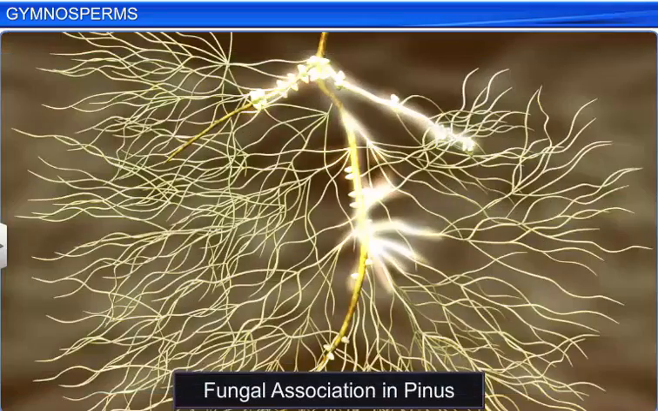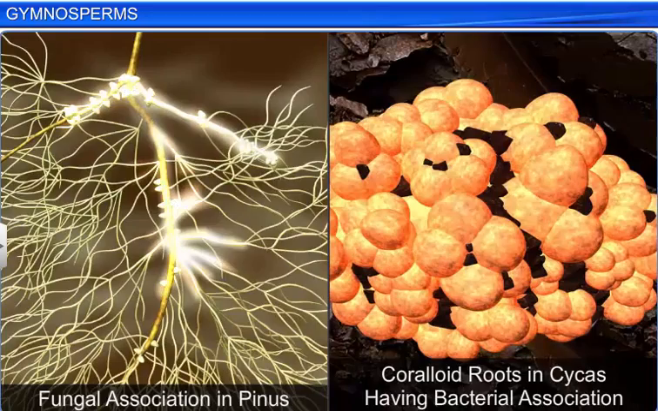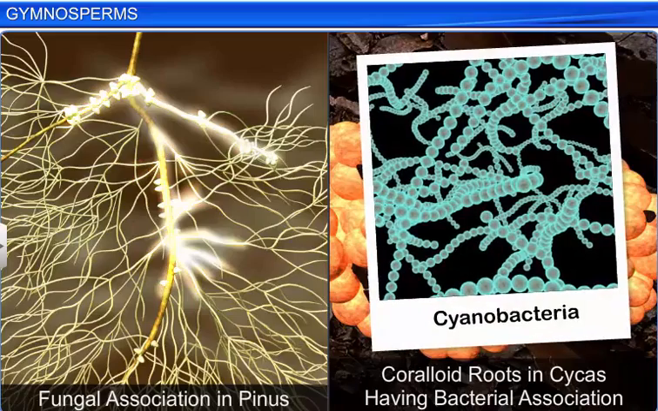Moreover, in some genera, such as Pinus, the roots have a fungal association in the form of mycorrhiza, while in other genera, such as Cycas, small specialized roots called coralloid roots have an association with N2-fixing cyanobacteria.